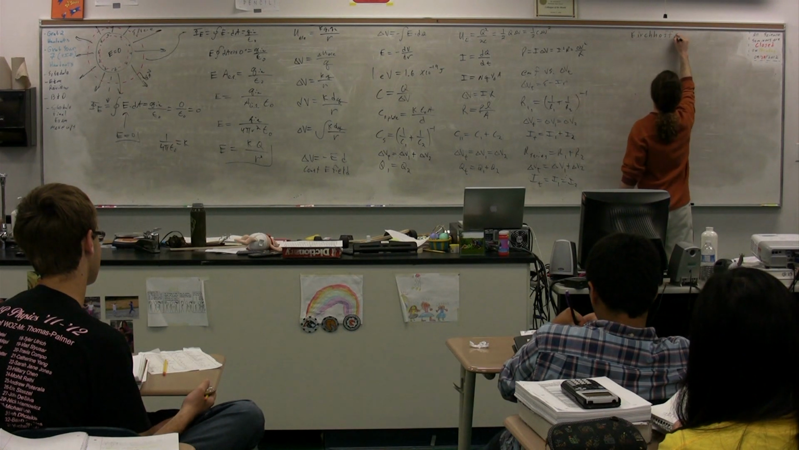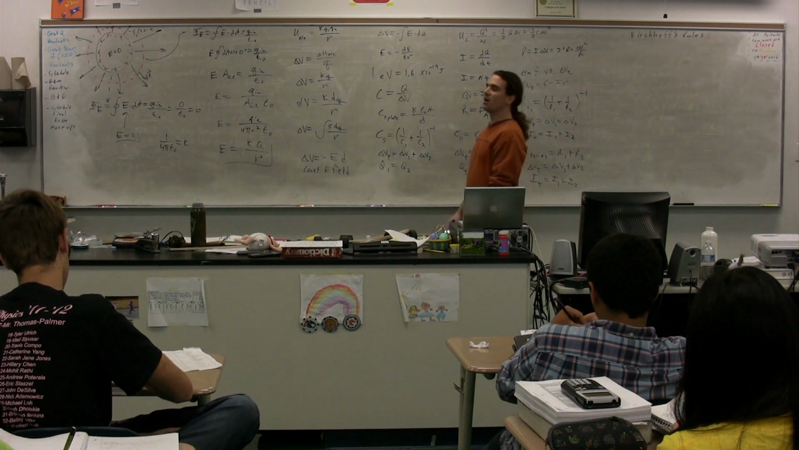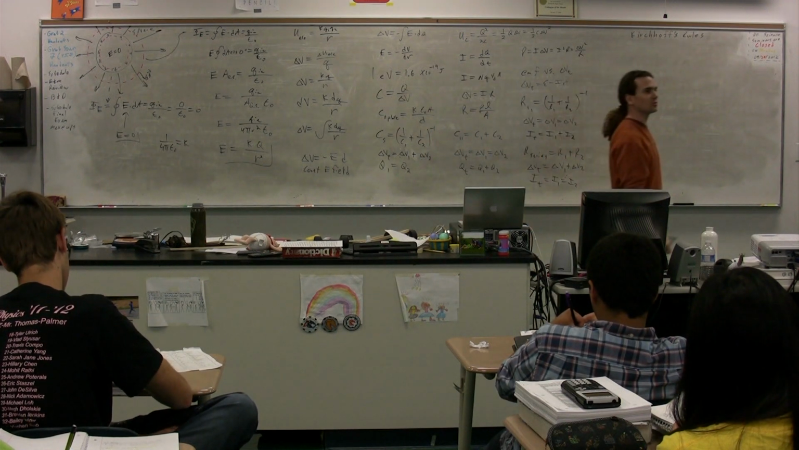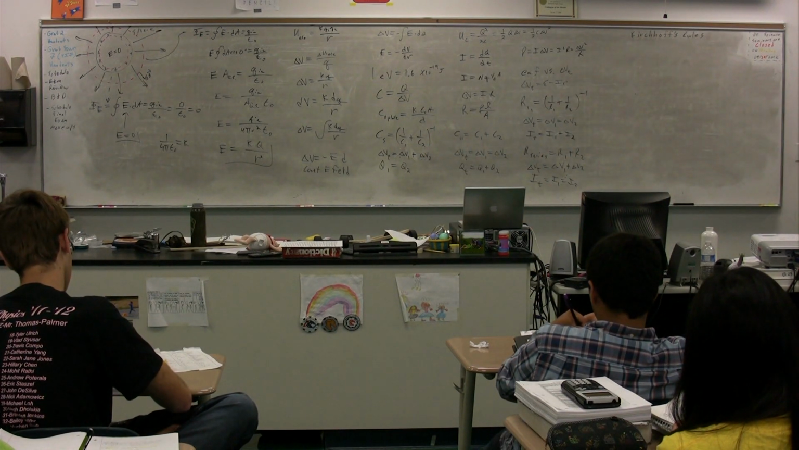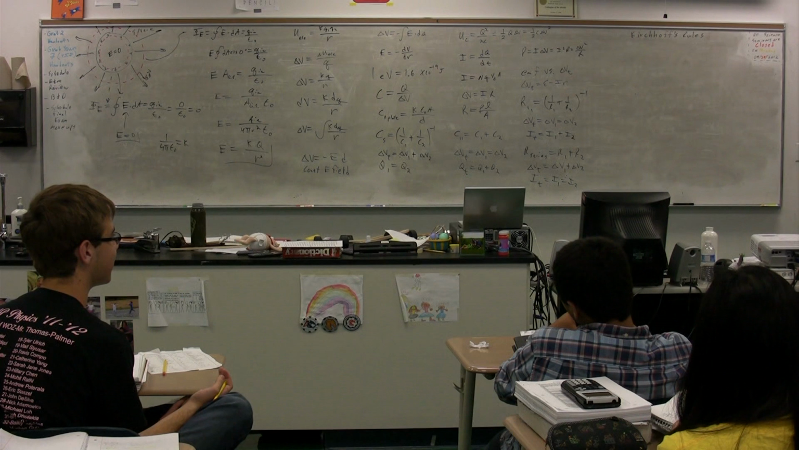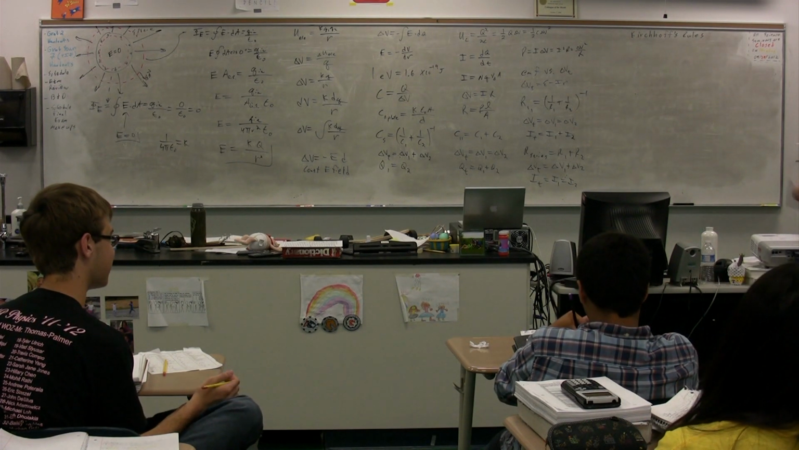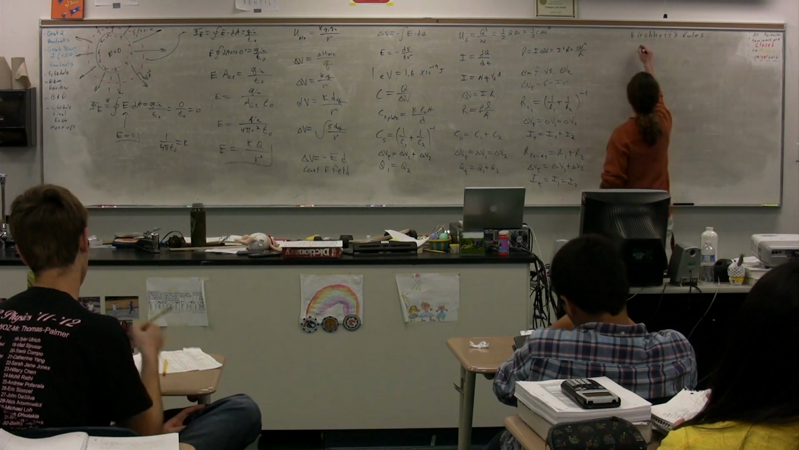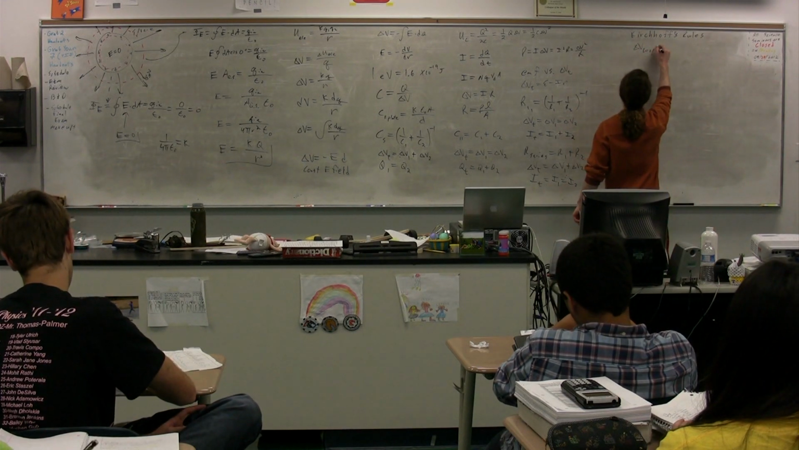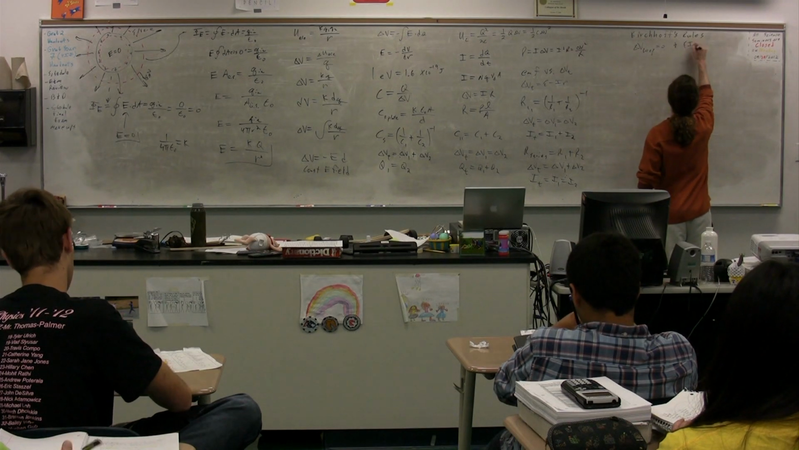Kirchhoff's rules. What are Kirchhoff's rules? How many of them actually are there? Probably 2. What are Kirchhoff's rules? Delta V around a loop is equal to 0. The electric potential difference around a loop is equal to 0, and the net current into a junction is equal to the net current out of a junction.